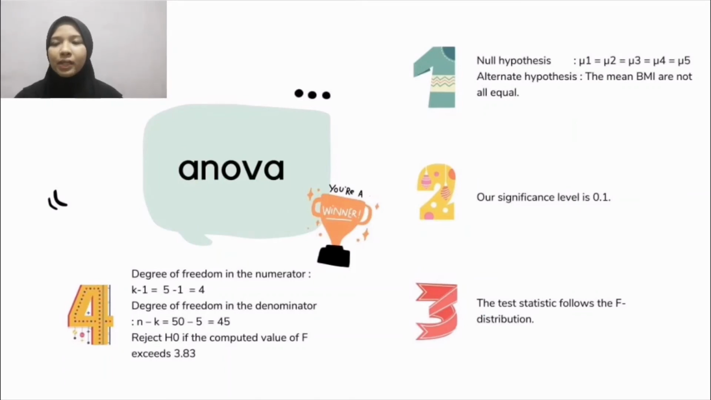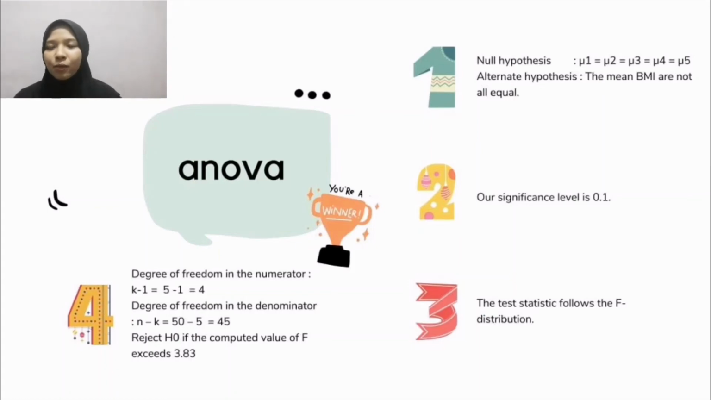The first step is that we need to make the hypothesis. The null hypothesis is that the mean of category 1 is equal to the mean of category 2, category 3, category 4 and category 5. Next, our alternate hypothesis is that the means of body mass index are not all equal. Next, the second step is that we need to decide our significance level. Our significance level is 0.1. The third step is that we will use the test statistic that follows the F distribution.